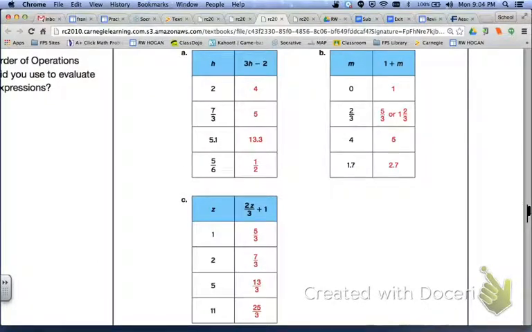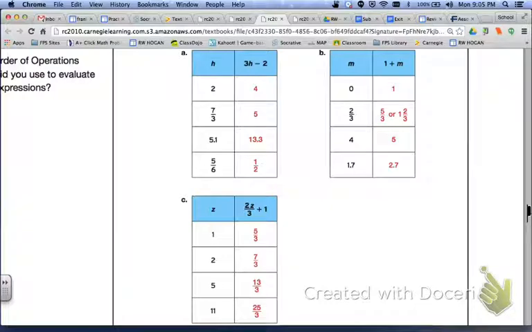If I take a look at letter A, if my value for h is 2, my answer is 4. 7/3, my answer is 5. 5 1/10, my answer is 13 3/10. And for 5/6, my answer is 1/2. For letter B, my variable is m. If my value is 0, my answer is 1. 2/3, I could have 5/3 or 1 2/3 for my answer. If m is equal to 4, my answer is 5. And if m is 1.7, my answer is 2 7/10.